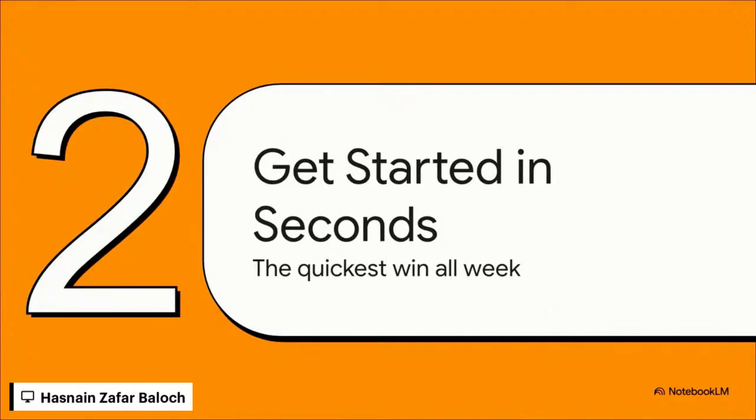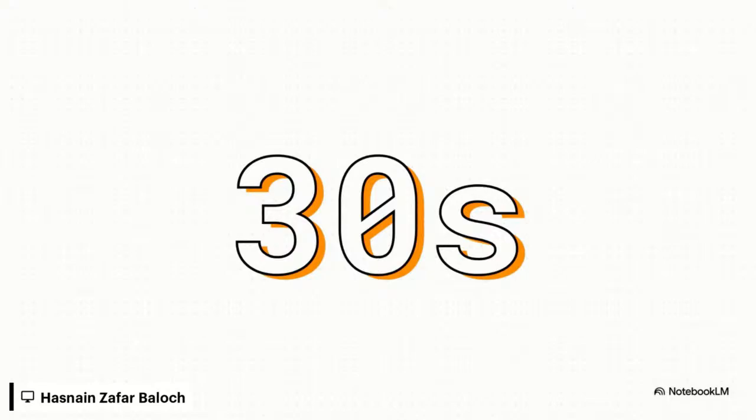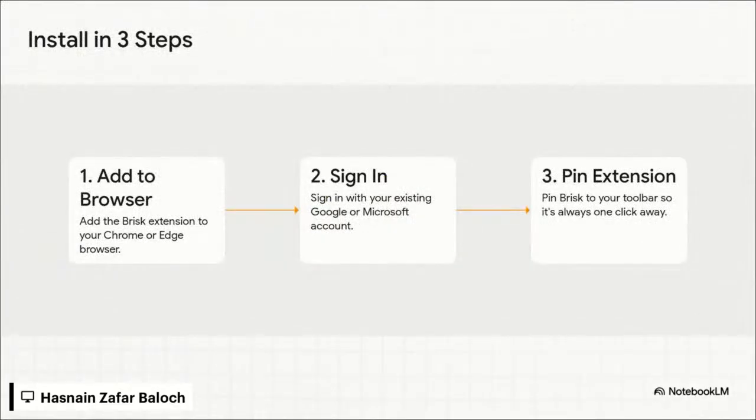Now, how do you actually get started? The best part, especially if you're not super techie, is that it's designed to be incredibly simple. No, seriously, the whole goal is to get you up and running in about 30 seconds flat. I mean, that's less time than it takes to brew your morning coffee, which just goes to show you how focused they are on making it easy. And look, the process is just 3 simple steps. First, you add the extension to your Chrome or Edge browser. Second, you sign in with a Google or Microsoft account you already use for school. And third, and this is a great little pro tip, pin it to your toolbar so it's always just one click away. And that's it, you're in.